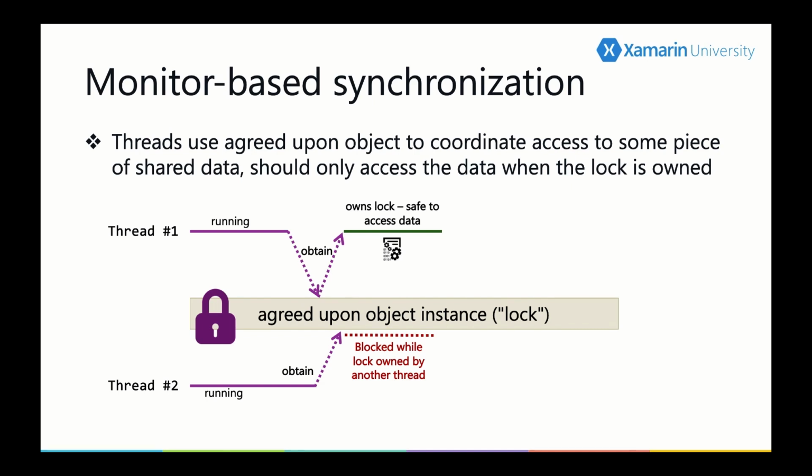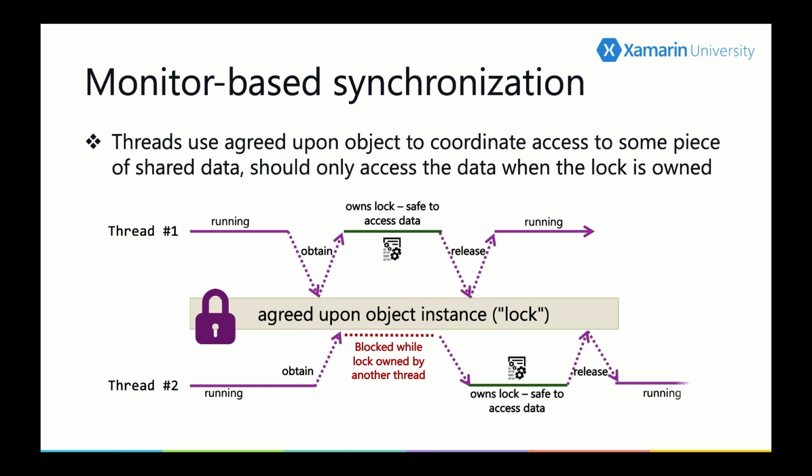Eventually, thread number one is done. It releases the lock. It returns the token. And now the second thread can grab it. Now the second thread owns the lock. It can perform its work. And later, it should, of course, return the token.